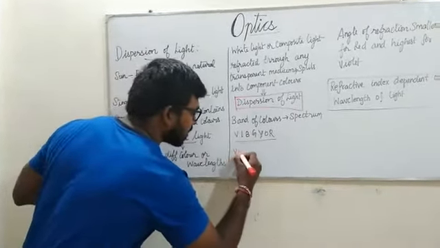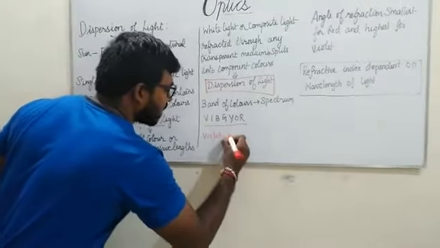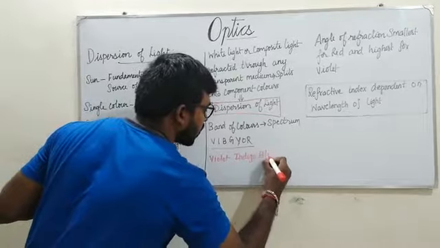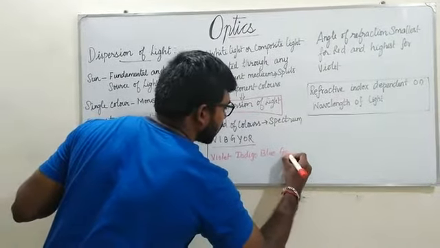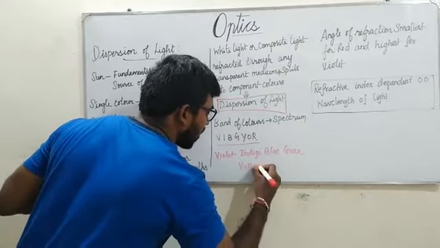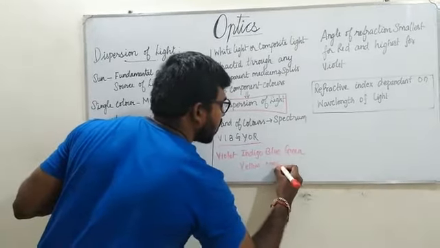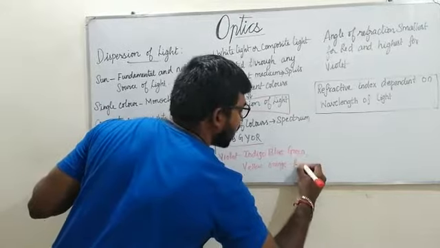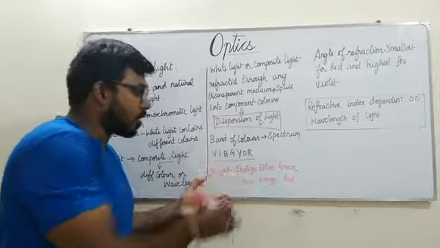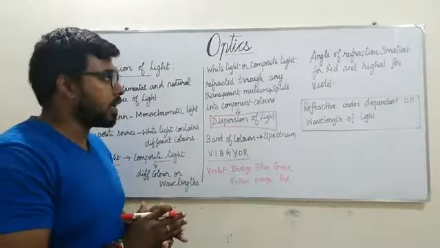It represents violet, indigo, blue, green, yellow, orange and red. They are not interchanged; the band appears in the same order.